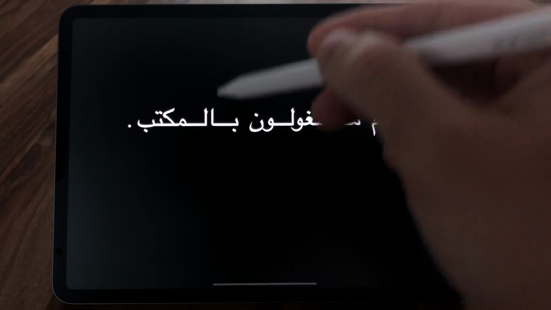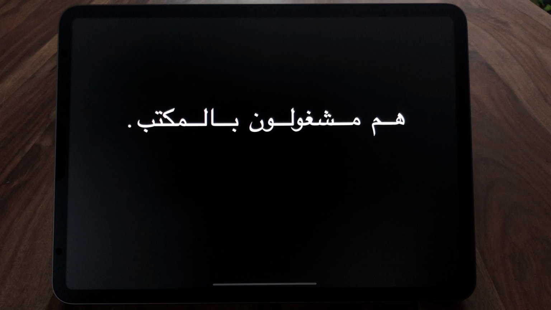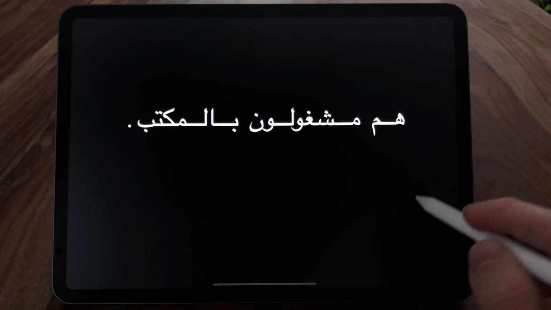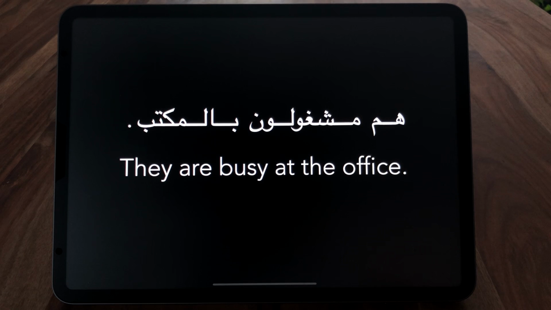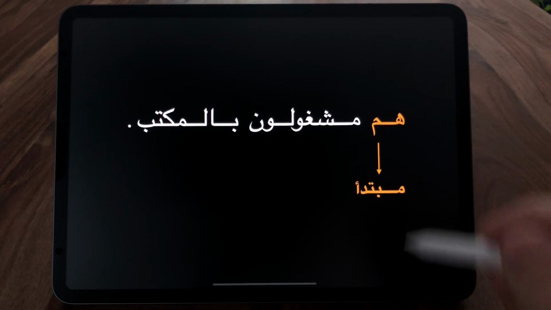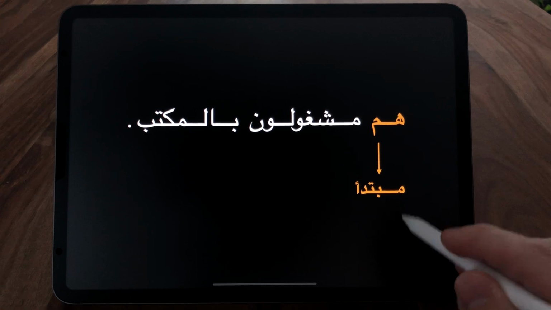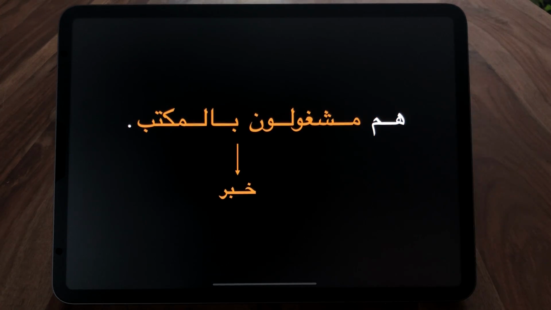هم مشغولون بالمكتب. This is another sentence that starts with a pronoun. هم, they, are busy at the office. Since this sentence is about them, it makes sense that هم is the mubtada and everything else is the khabar.